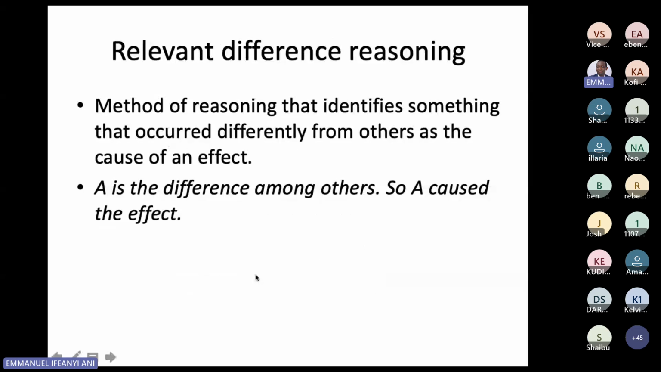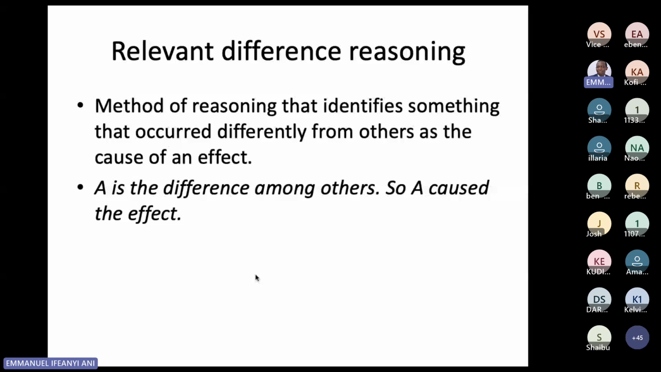So we'll begin with relevant difference reasoning. This is a method of reasoning that identifies something that occurs differently from others as the cause of an effect. So, for example, A is a difference among others. So, A caused the effect.